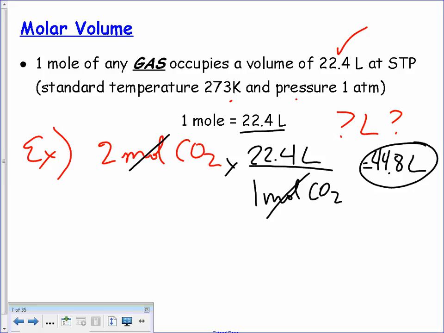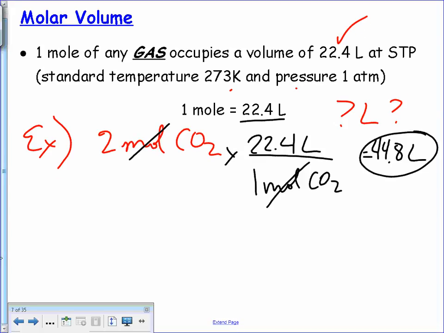But let's go back to do moles and particles or another example. So I'm going to leave this one here for a second. Let you guys copy it down. And then the examples to follow.